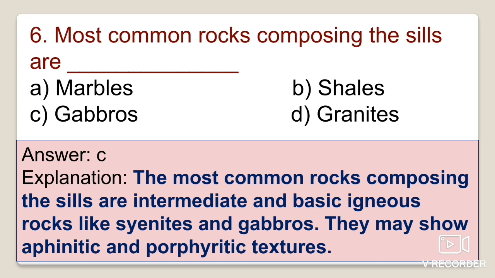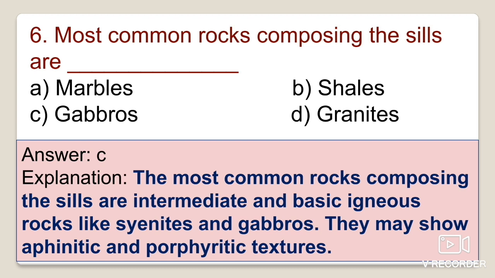So the point which you have to keep in mind is the intermediate and basic igneous rock bodies. These are the most common rocks composing the sills. So the correct option here is option C, gabbro.